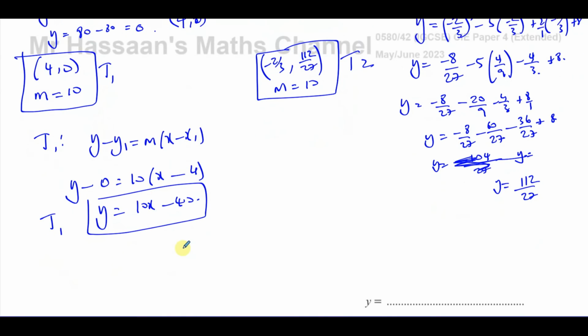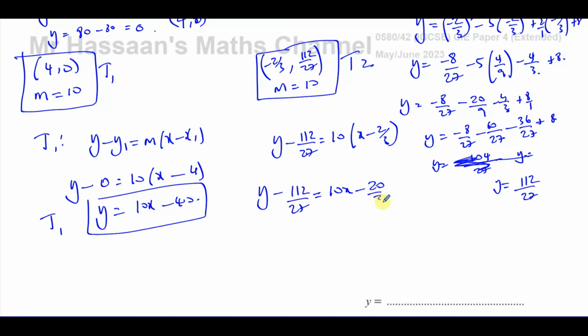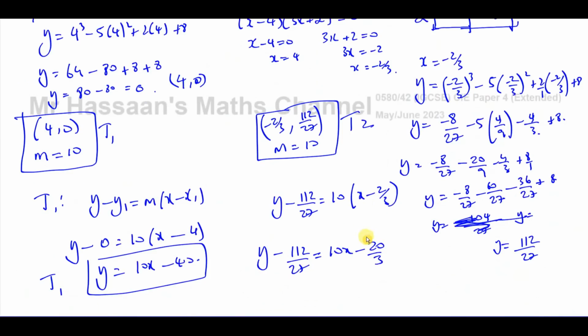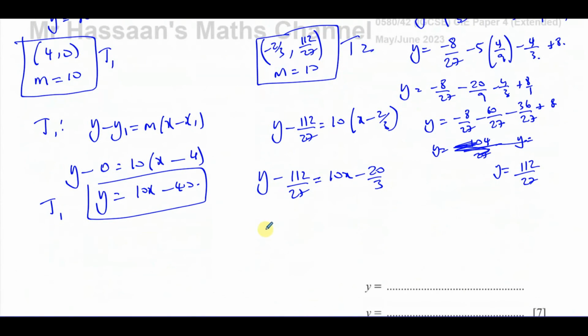And for the other tangent, we're going to use this coordinate. So we have y minus 112 over 27 equals m, which is 10, times x minus 2 over 3. So we have y minus 112 over 27 equals 10x minus 20 over 3. Now we want to express the answer in the form y equals mx plus c, so we want y as the subject. So y equals 10x minus 20 over 3 plus 112 over 27.